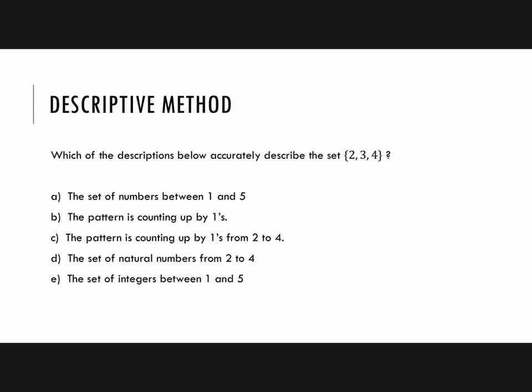Alright, so let's see which of these is accurate enough to describe the set 2, 3, 4. How about the set of numbers between 1 and 5? Well, it is true that 2, 3, and 4 are numbers between 1 and 5, so that sounds good, but it's not the only set of numbers between 1 and 5. For example, I could name 2, 3. That's a set of numbers between 1 and 5.